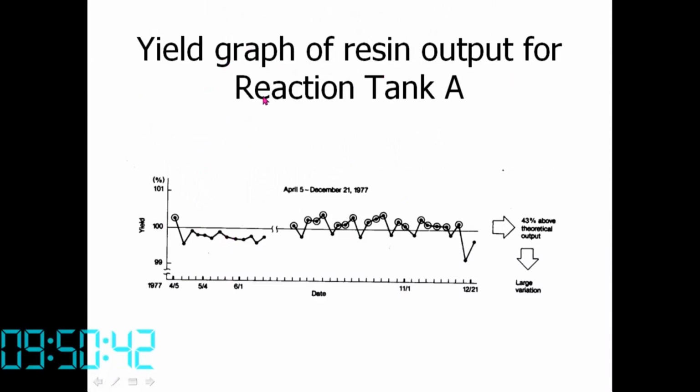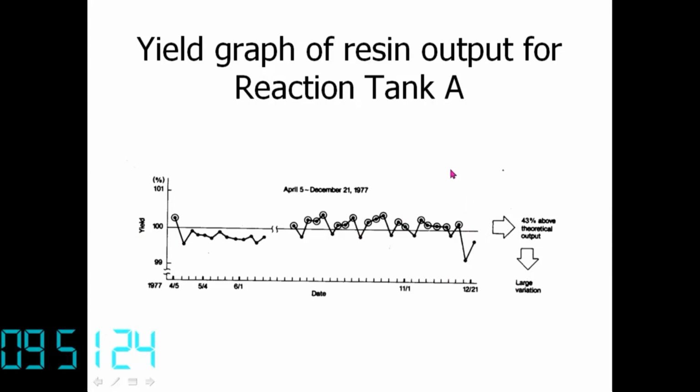So the yield graph of resin output for reaction tank A. The yield is sometimes 100, then comes below, etc. Every day they are plotting the yield on a graph. During April 5 to December 21, 1977, it is all above 100. So 43% above theoretical output. There is a large variation also, sometimes low, sometimes below 100%, sometimes 43% above. So there is too much variation. So why is this variation happening?